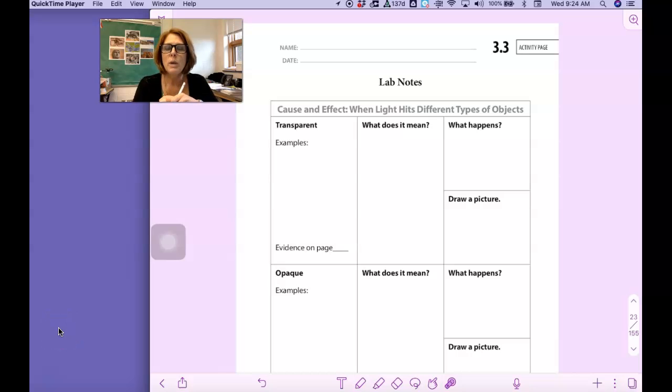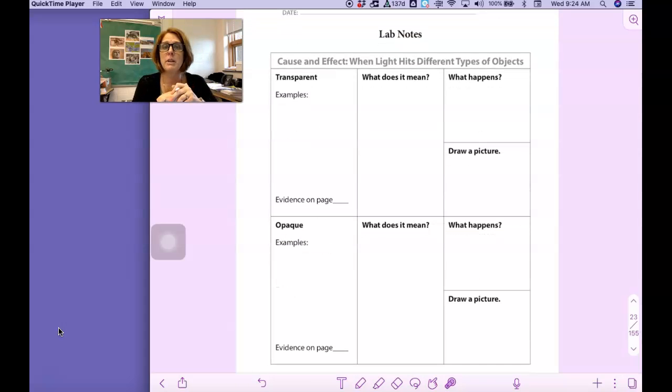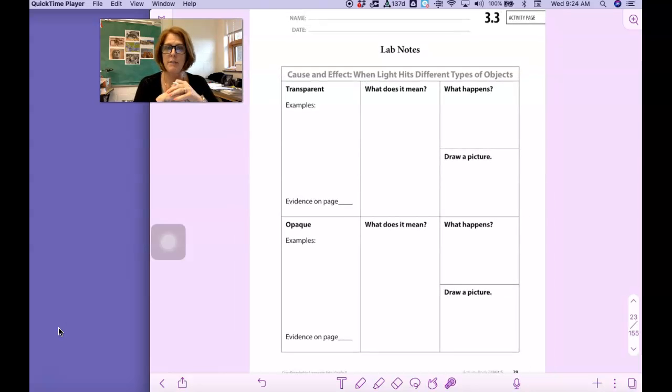Hi, boys and girls. We are going to work on activity book page 3.3 together. And we're talking about two very important vocabulary words that you will need to know the definitions of. The first one is transparent. Say that with me. Transparent. And the second one is opaque. Say it with me. Opaque.